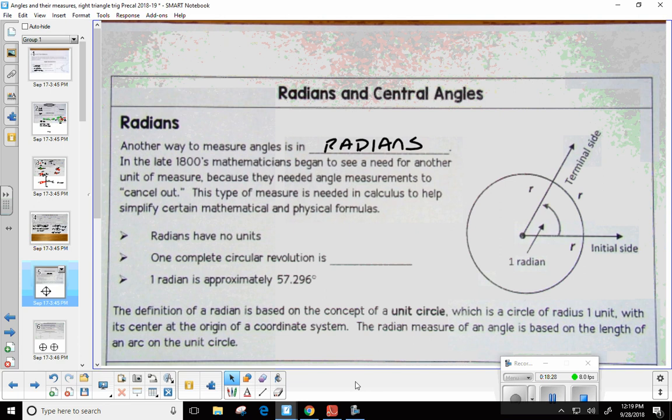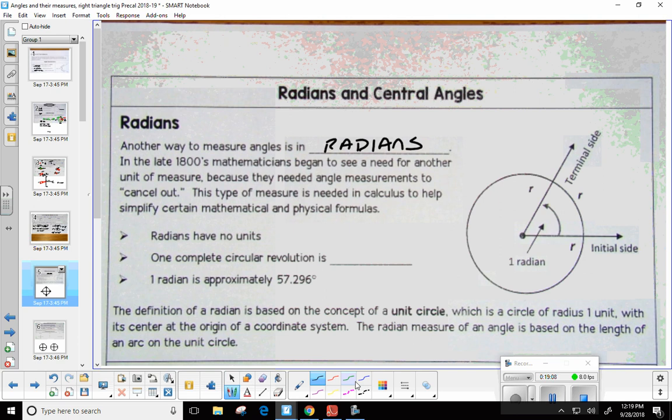Okay, so another way to measure angles is in radians. In the late 1800s, mathematicians began to see a need for another unit of measure because they needed angle measures to cancel out. This type of measure is needed in calculus to help simplify certain mathematical and physical formulas. See, the problem is with degrees, you can't associate that with a unit of measurement. Isn't that right, Nathan? Not this Nathan, the other Nathan. Right. Okay. Because you don't ever hear anything like degrees feet or degrees inches. It just doesn't make any sense the way we do things.